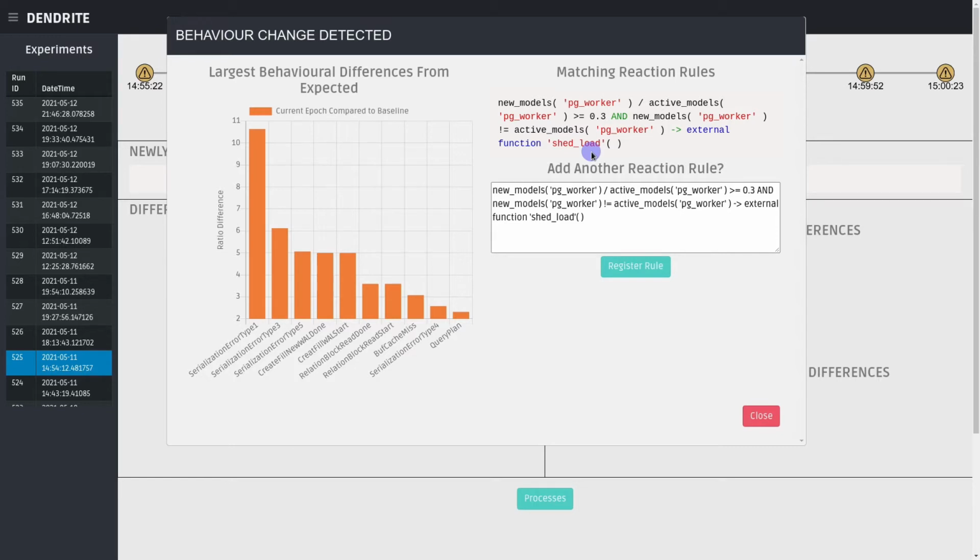Dendrite supports arbitrary Python user-defined functions, so other behavior modifications can be encoded here as desired. To ensure that we are alerted to this behavior change in the future, let's register a new reaction rule, using the existing one as a template. We'll use the sendEmail UDF to send an email to the administrator.